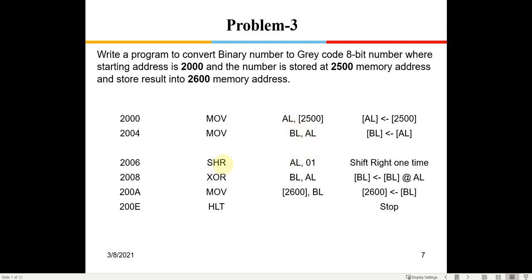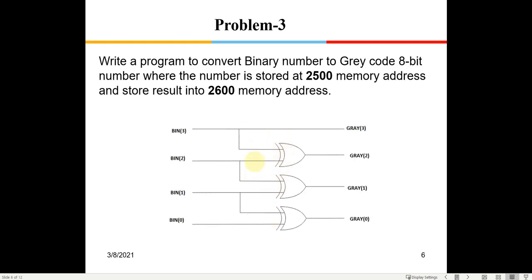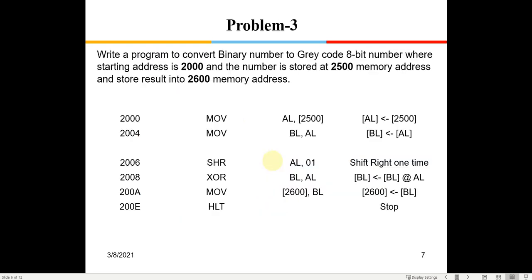Then you do a shift right operation. Shift right comes from here. You need to XOR each bit with the previous bit, right? So you do a shift right operation here, and you specify 1 because you are shifting it only once. If you have to shift it more than once, then you need to put the count into the CL register and write shift AL, CL. Whatever is the value in CL, that many times the bits will be shifted. Here we are going to shift it only once, so we write it as 01.